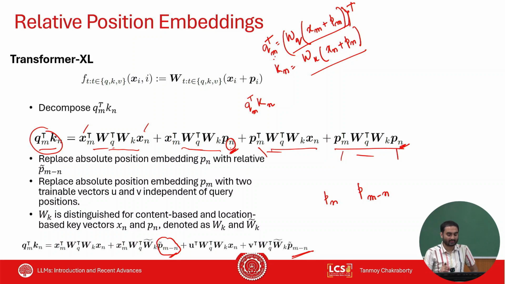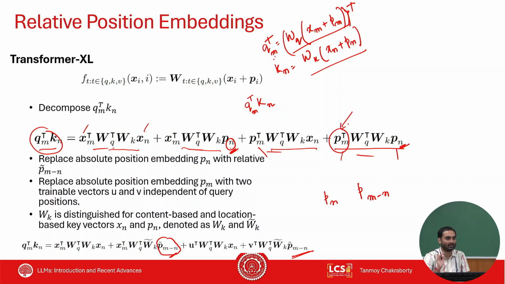Okay. What's the second change? The second change, what they said, is that if you look at this one, this Pm, what is Pm? Pm is the position of the query, right? They said that we don't care about the position of the query because we have already taken care of the relative position of query and key.